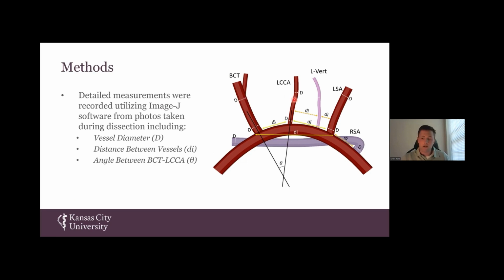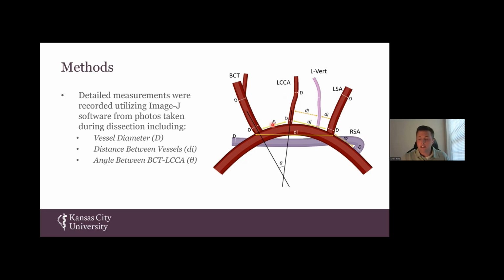The only vessel that I couldn't get to 30 millimeters every time was the brachiocephalic trunk. And that was because often the brachiocephalic trunk split into its right subclavian and right common carotid artery shorter than 30 millimeters. So for those vessels, I just went 5 millimeters proximal to the branch point and took the measurement there.